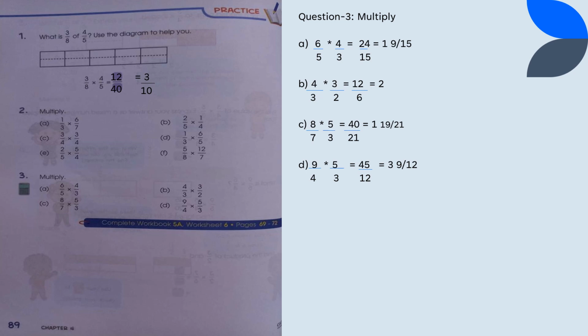Now in part D, we have 9 divided by 4 multiplied by 5 divided by 3. So we have 9 multiplied by 5 is equal to 45 in the numerator, and 4 multiplied by 3 is equal to 12 in the denominator. And if we divide 45 by 12, we have 3 whole number, 9 over 12, which is our answer.